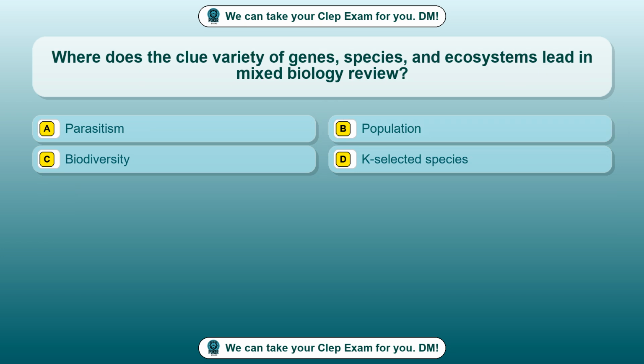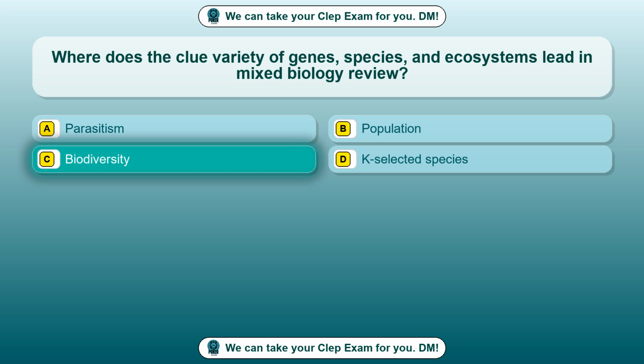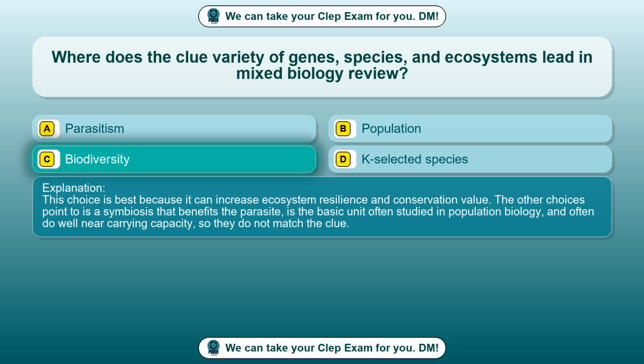Question 58. Where does the clue "variety of genes, species, and ecosystems" lead in mixed biology review? Option A, parasitism. Option B, population. Option C, biodiversity. Option D, case-selected species. The correct answer is option C, biodiversity. This choice is best because it can increase ecosystem resilience and conservation value. The other choices point to is a symbiosis that benefits the parasite, is the basic unit often studied in population biology, and often do well near carrying capacity, so they do not match the clue.